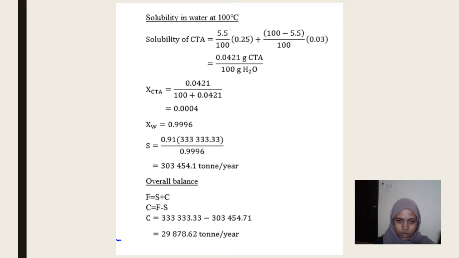And then from there, we can get the solution, which is 3,454.1 ton per year. From there, we can use the overall balance in order to get C, which is 29,878.62 ton per year. That's all for me.